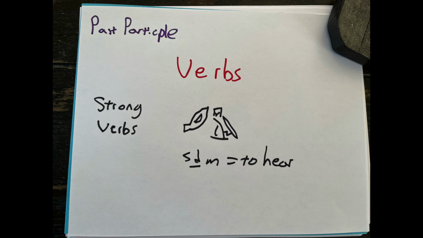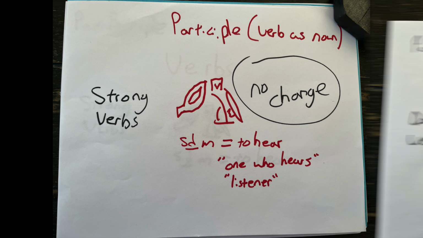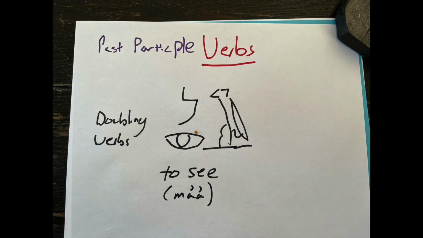So let's look at all the forms. First, the strong verbs. So sijim, to hear. So of course, the past participle of it is going to be one who heard. So noting there is no change. There's no change just to strong verbs.